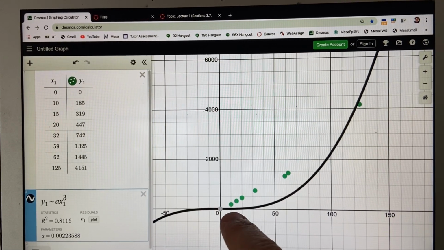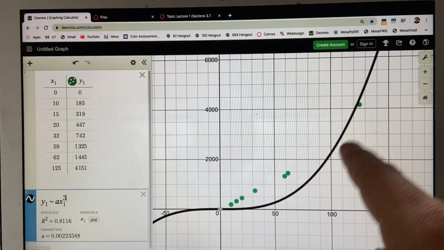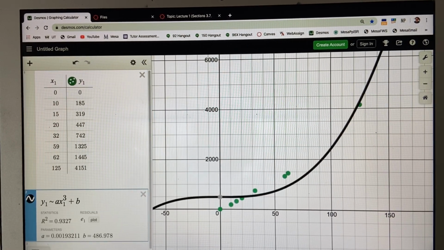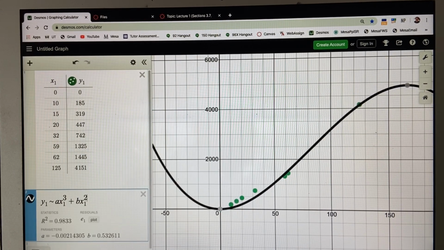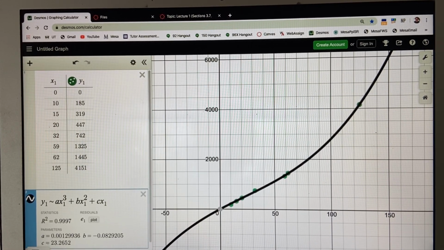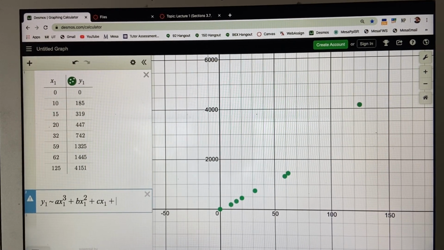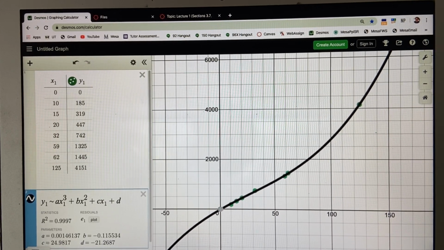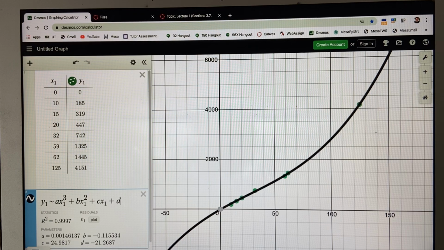That's not a great fit. You can see the line doesn't really describe the data very well. So we're going to add in other terms. So I'll go b, x1 squared, a quadratic term. You can see the line's kind of starting to improve. And I'll go c, x1, a linear term, and then finally a constant, and this would be our polynomial. So you can see down here on the bottom left, these are those constant values.